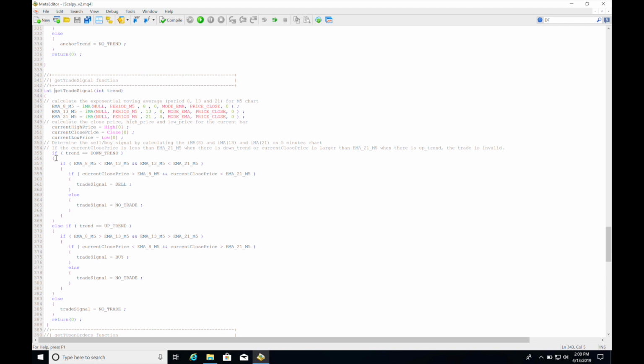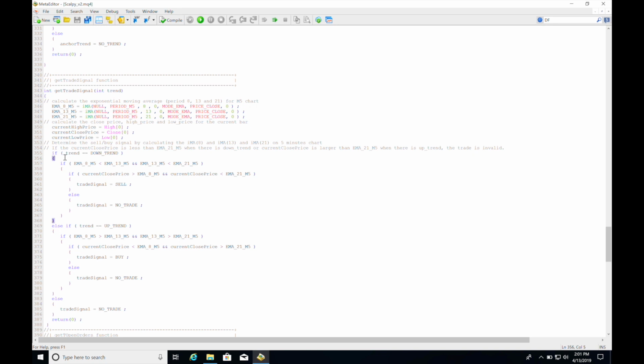And then based on the current trend, if you notice, these go into this loop, into this body, if the trend is equal to downtrend. If the trend is equal to the uptrend, then we're going to go here. Otherwise, our trade signal is going to be no trade. That's looking at an overall level.